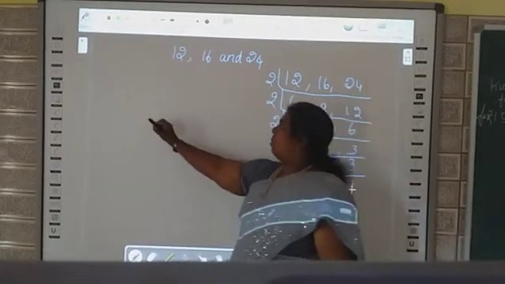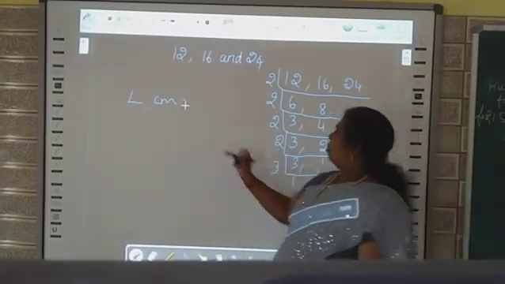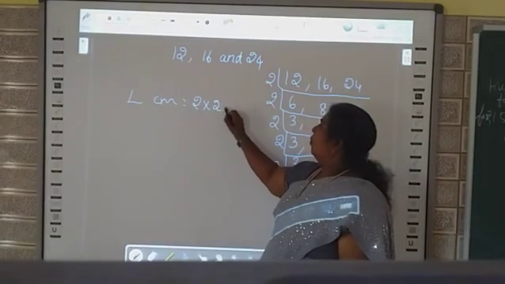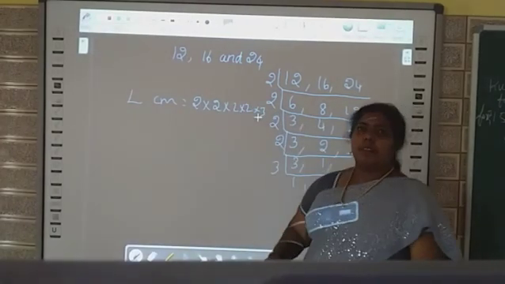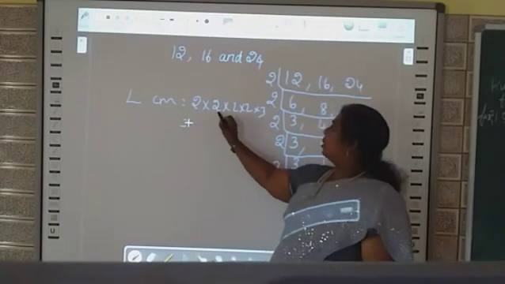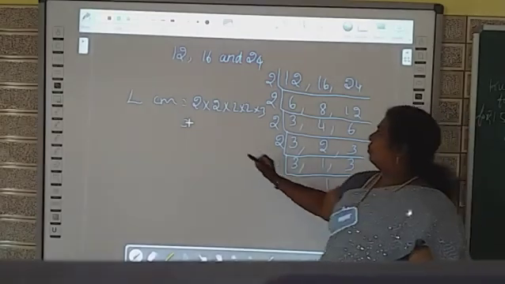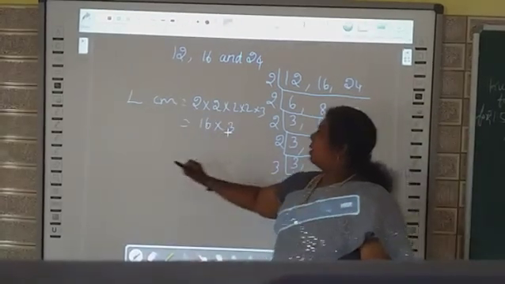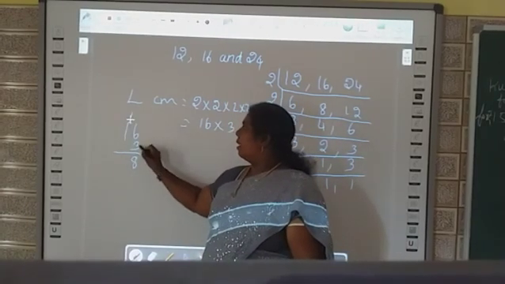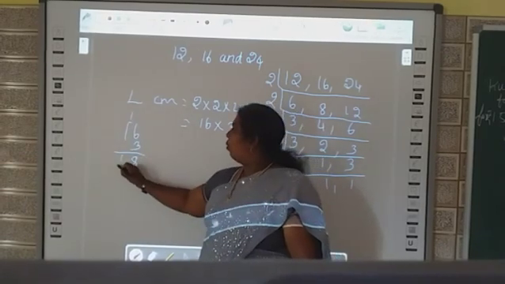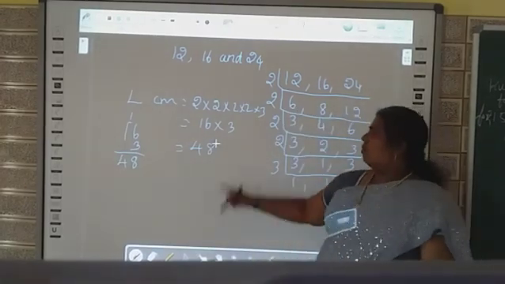Okay. The LCM: you can multiply, lowest common multiple equals 2 into 2 into 2 into 2 into 3. So how many 2s are there? 4, right? 1, 2, 3, 4, into 3. Do you understand? Yes. Now 2 2s are 4, 4 2s are 8, 8 2s are 16, isn't it? 16 into 3. Multiply 16 into 3. 6 3s are 18, isn't it? 18, 1 is there, 1 3 is 3, 3 plus 1 is 4. The answer is what? 48. Isn't it? Answer is 48.